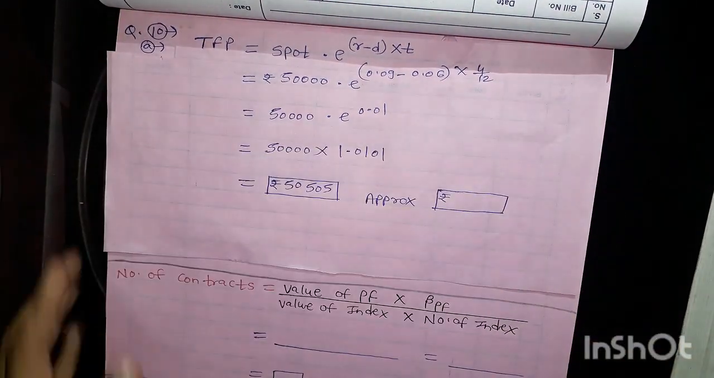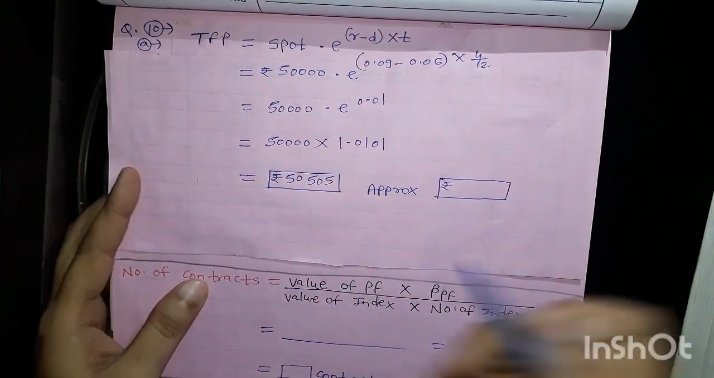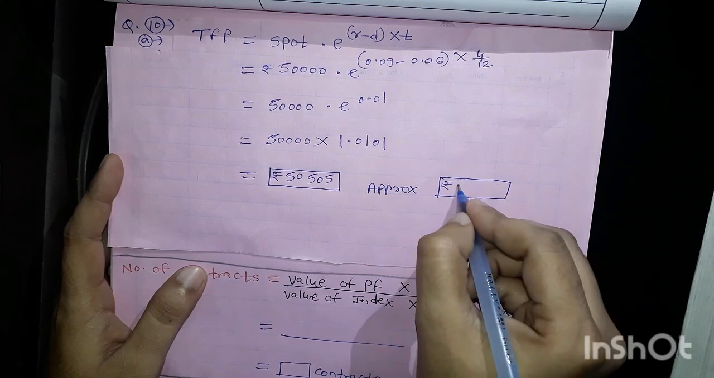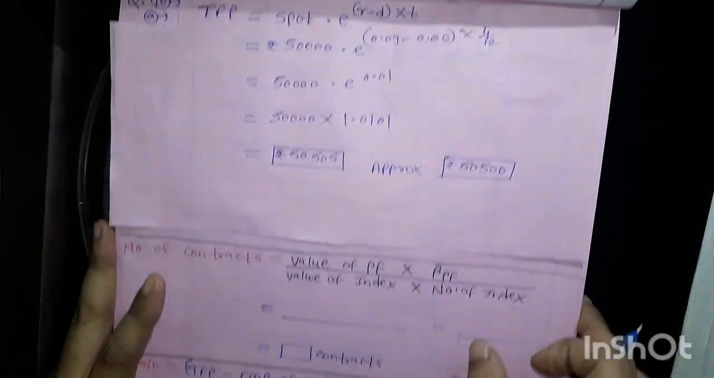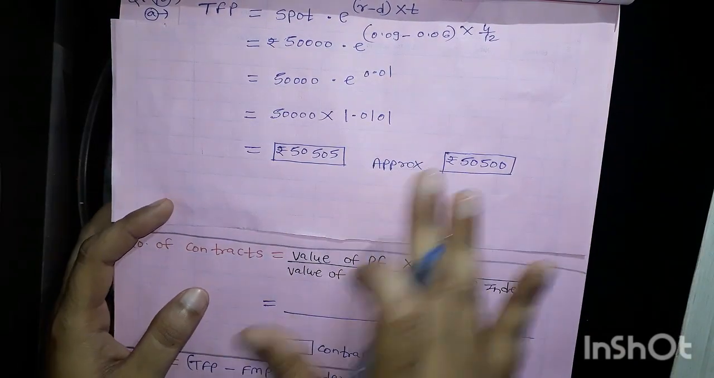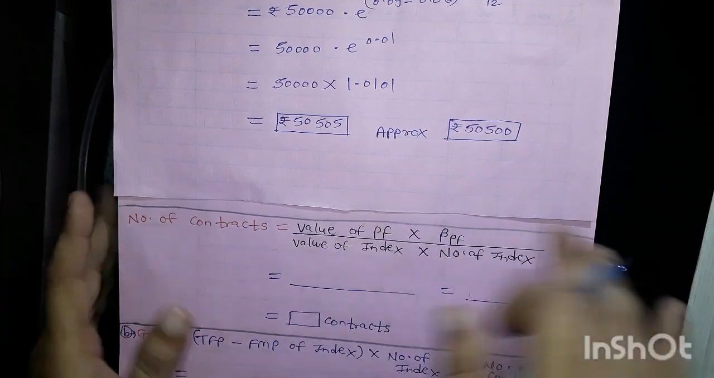In exam, if you don't take approx, then also it's okay. If you take, then also it's okay. But here only 5 is there, so we are taking approx, that is 50,500. Okay. So approx 50,500. This step is not compulsory. There may be a little bit of difference in your answer and the institute answer.